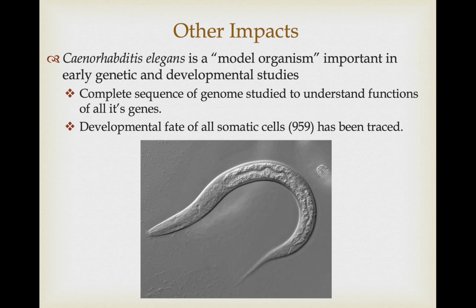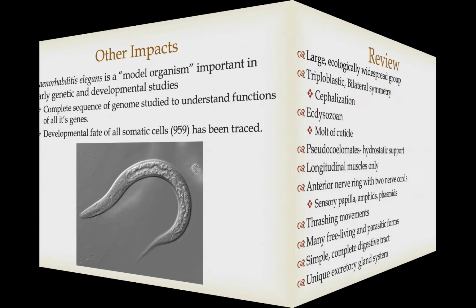In fact, we know so much about its development that we know the developmental fate of every single somatic cell and can track what is going to happen to each cell during development. And remember, these organisms have eutely, which means they have a set number of cells, and C. elegans has 959 individual cells.